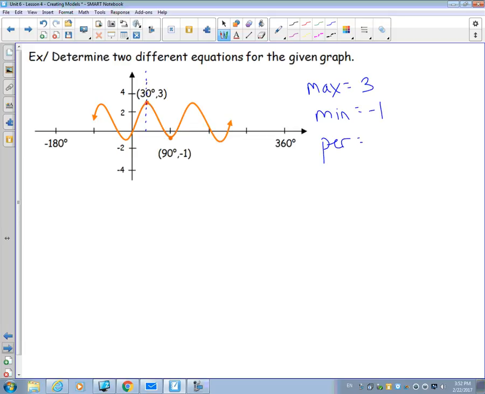Now I know a cycle starts at a max and ends at a max. The min is the halfway point at 60 degrees. So to get back to the max, I need another 60 degrees. In other words, my period is 120.